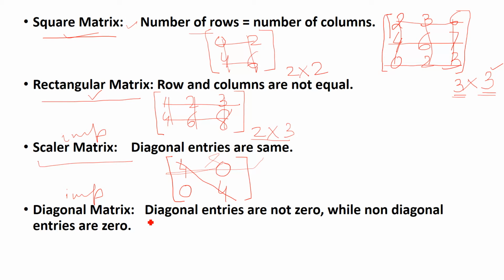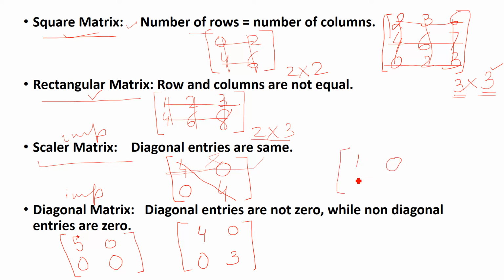Now the diagonal matrix. Diagonal entries are not 0. So see here, suppose 4, I will write down 3, 0 and 0. Here suppose I write 5, 0, 0, 0. Okay. In a scalar matrix, 4, 4, diagonal entries should be same, right, but not 1. If it is 1 here, it is the identity or unit matrix. I will write down here. So I will show you the difference, because these 3 are very important.